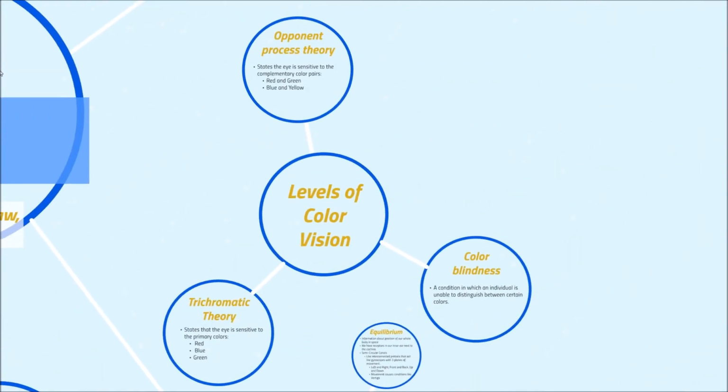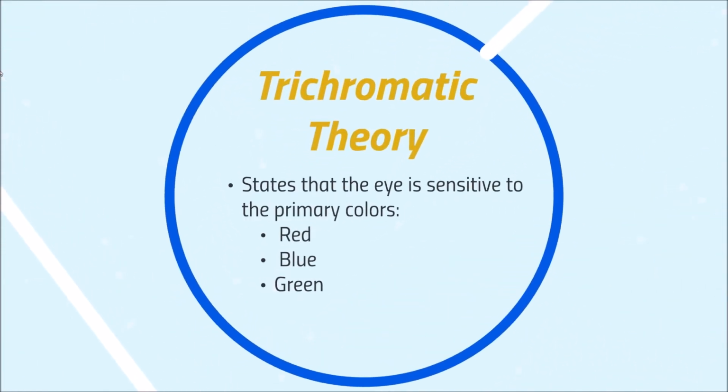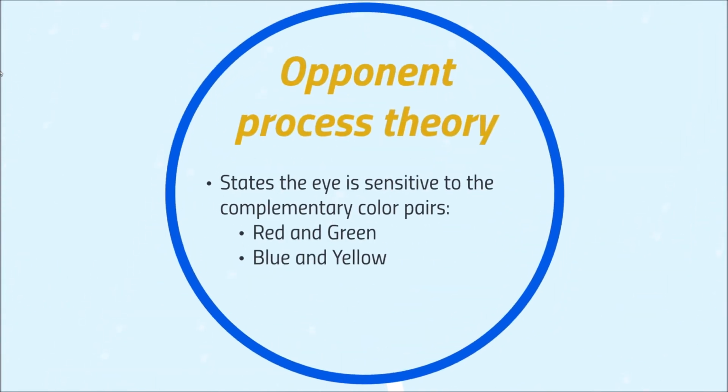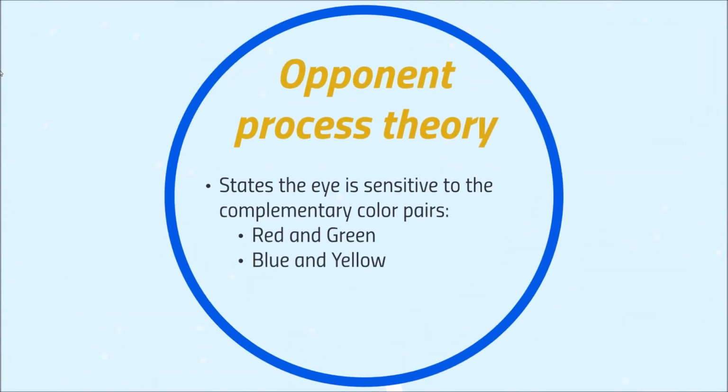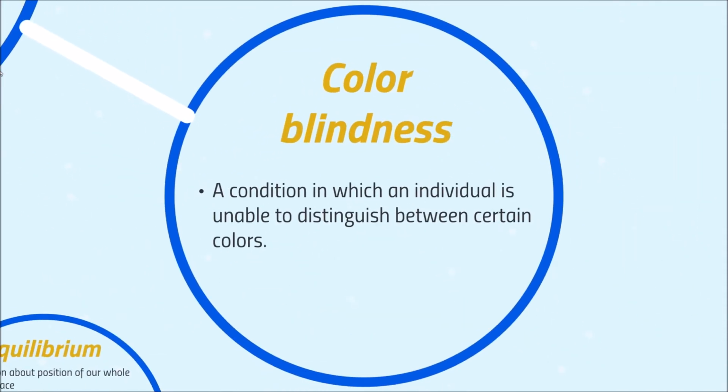Next, we will talk about levels of color vision, beginning with the trichromatic theory, which states that the eye is sensitive to the primary colors red, blue, and green. The opponent process theory states the eye is sensitive to the complementary color pairs red and green and blue and yellow. Color blindness is a condition in which an individual is unable to distinguish between certain colors.